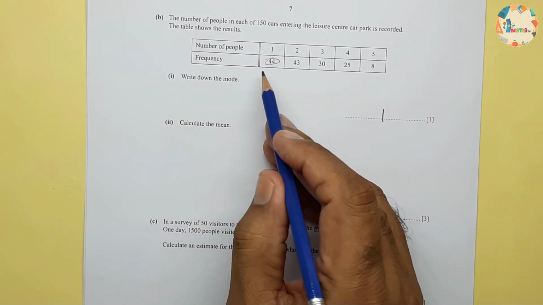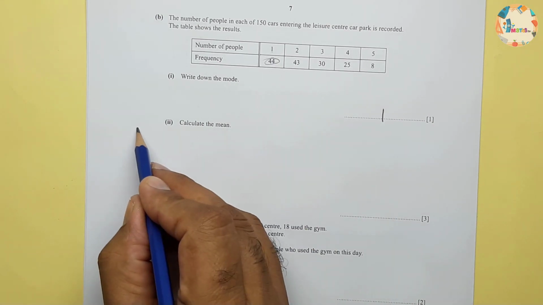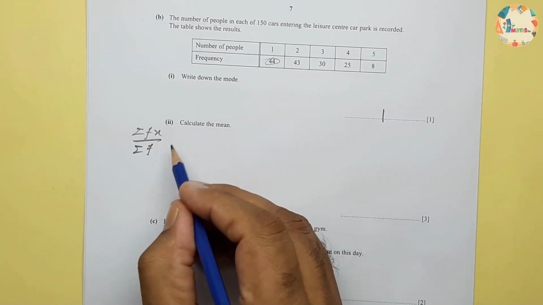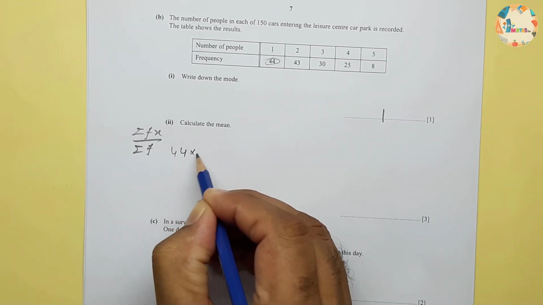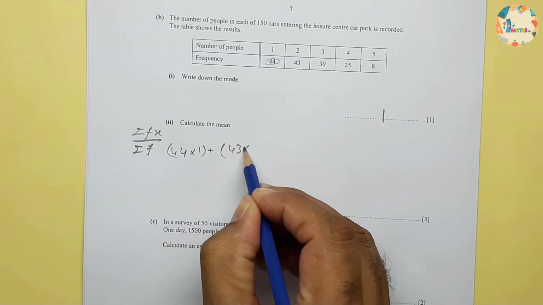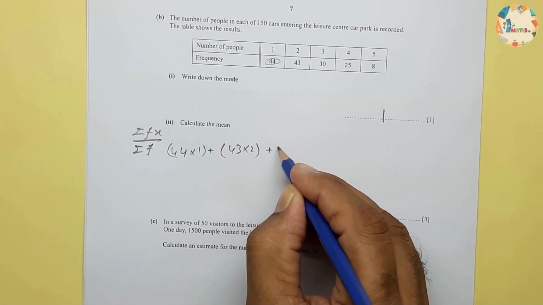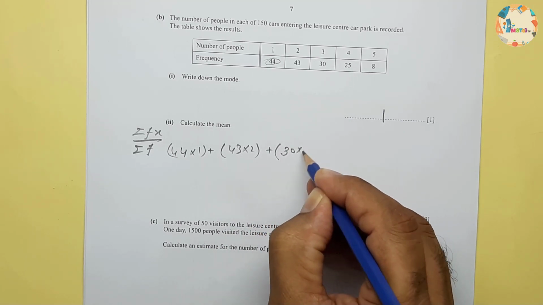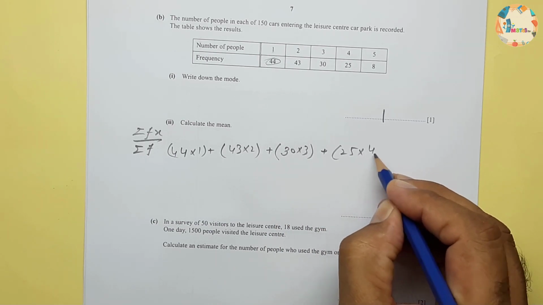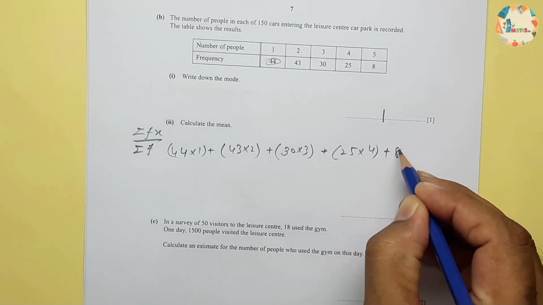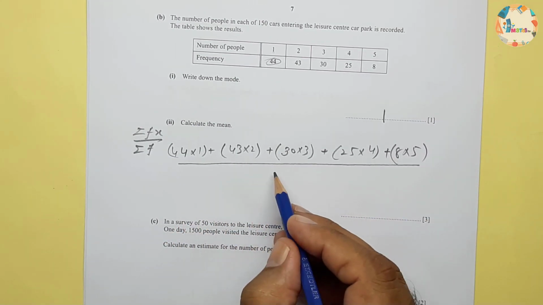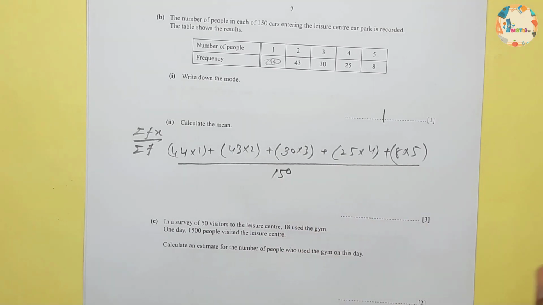Then calculate the mean. Mean, we are using the formula sigma fx over sigma f. So this will be 44 multiplied by 1 plus 43 multiplied by 2 plus this one will be 30 multiplied by 3 plus 25 multiplied by 4. Then comes 8 multiplied by 5. Divided by 150, which is the total number of cars.